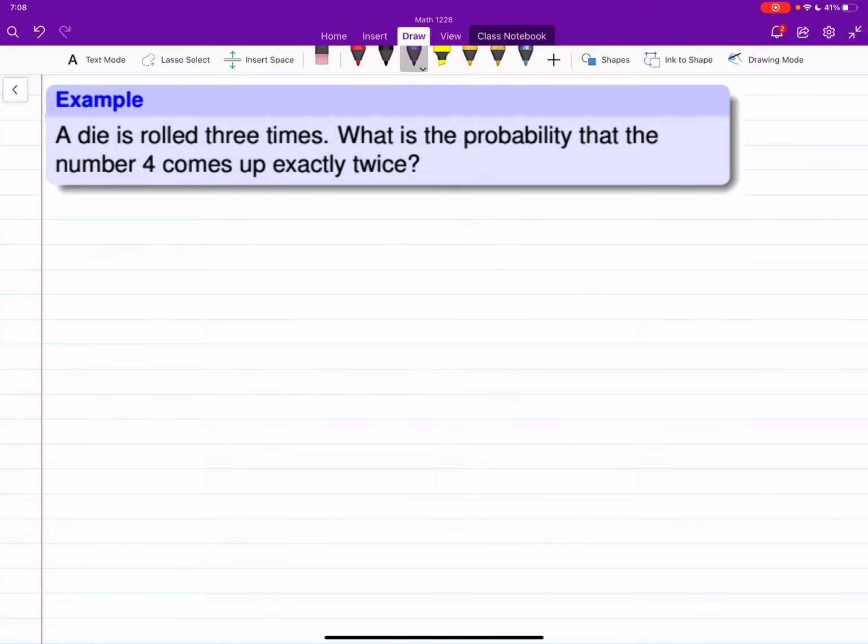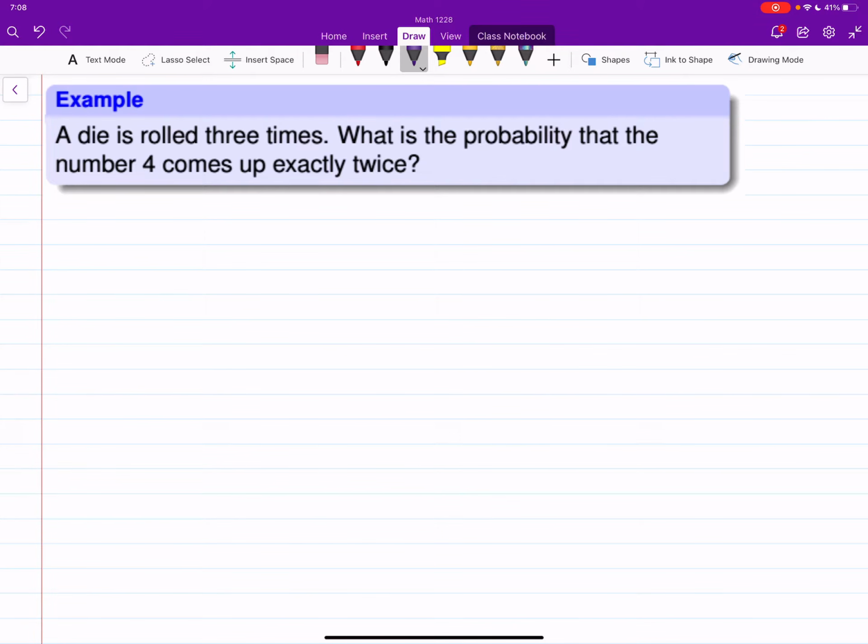Hello everyone. In this video, we will introduce a class of stochastic processes called Bernoulli Trials. You will see that when you have Bernoulli Trials, you will need to know one formula to be able to calculate all the related probabilities. Okay? Let me start with one example and show you how this whole story comes together.